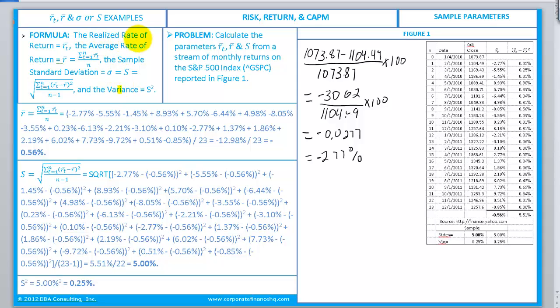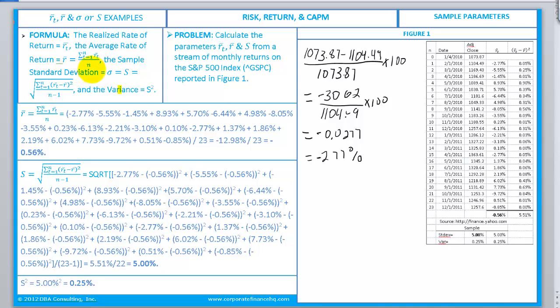So the realized rate of return is equal to R hat sub t. The average rate of return is equal to R hat, and that is equal to the sum from t equals 1 to n of R hat sub t divided by n.